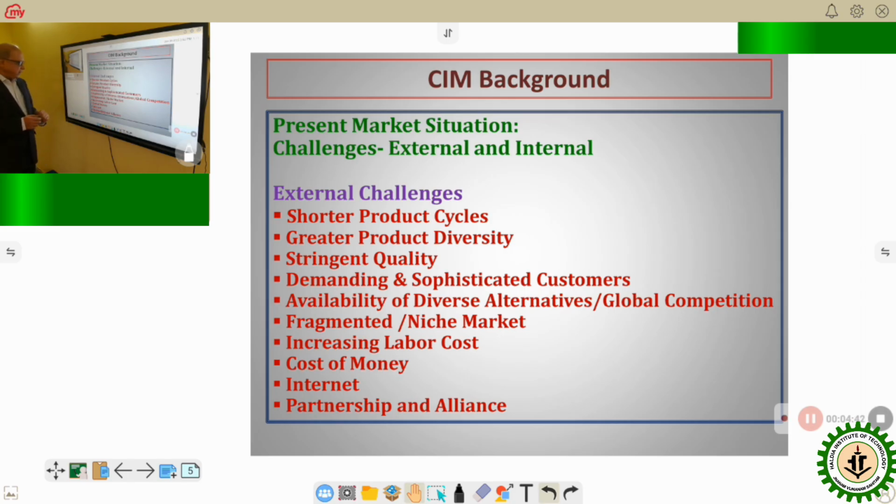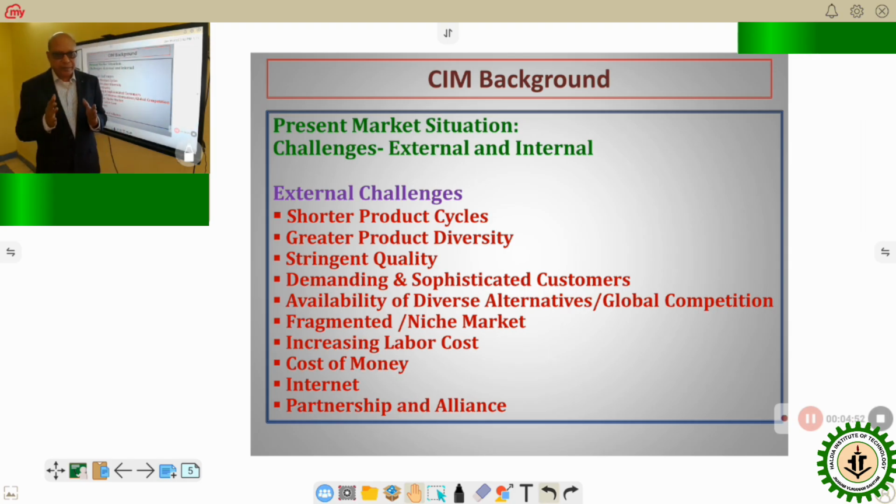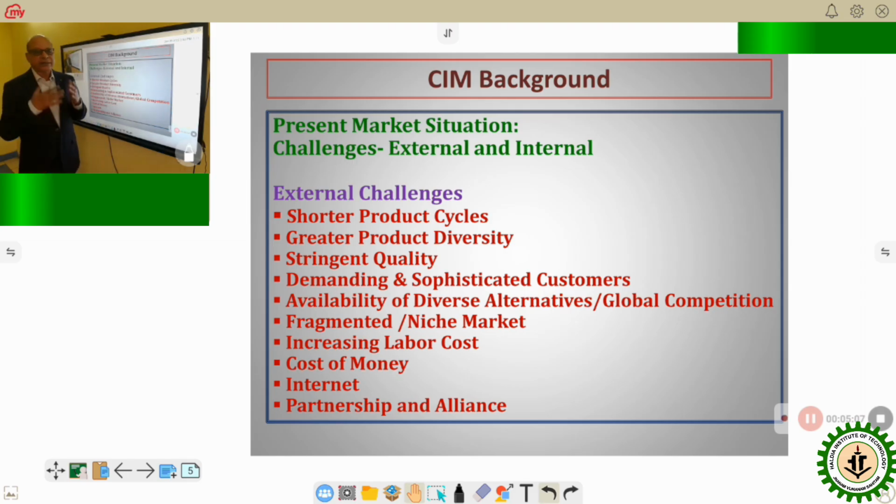One is external challenges. What are the major attributes? Shorter product cycles. In contrast to the earlier manufacturing scenario or market of the business, manufacturing has undergone several changes but the duration of the products is rather limited. You cannot expect that people will buy a particular product and use it for the coming 20-25 years, those days are gone.